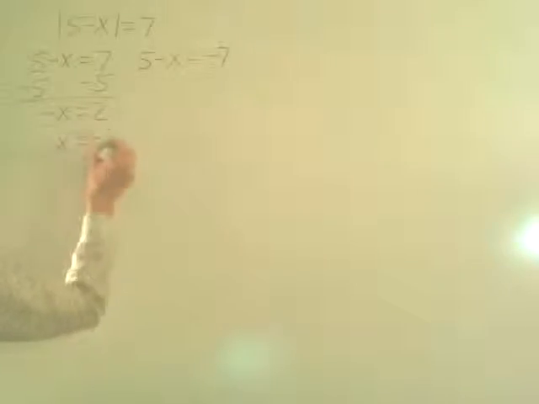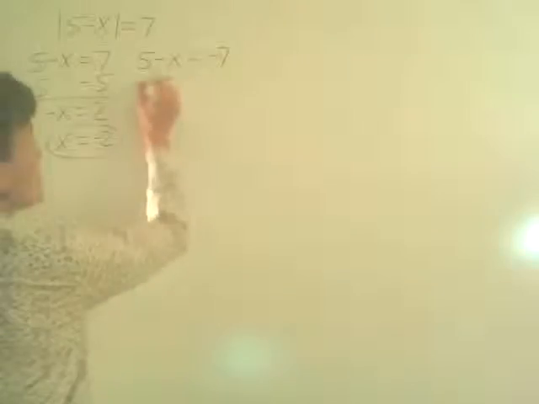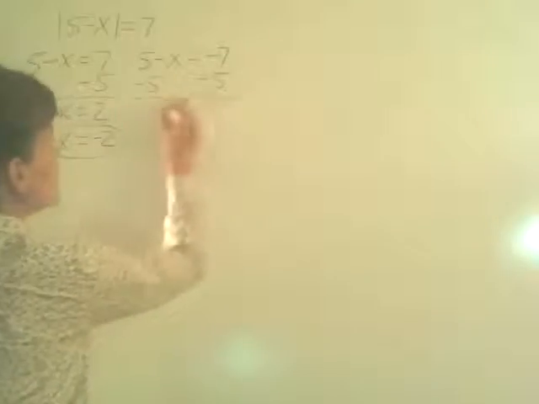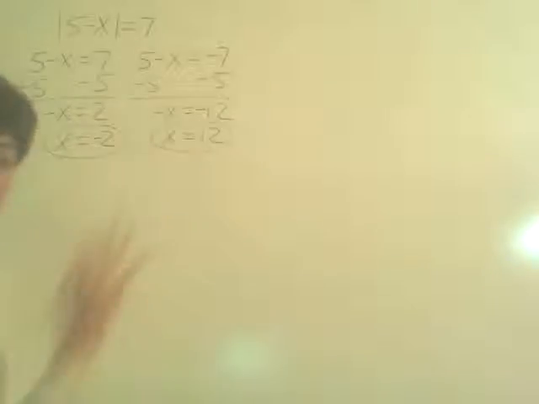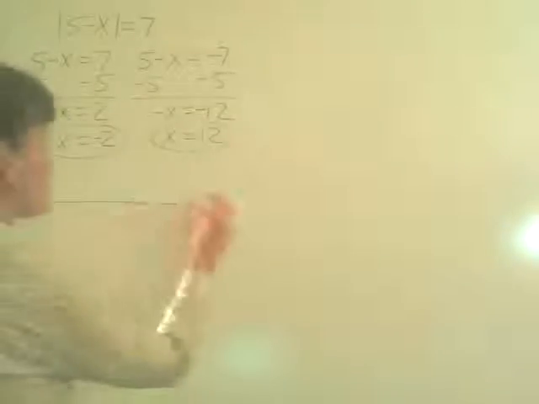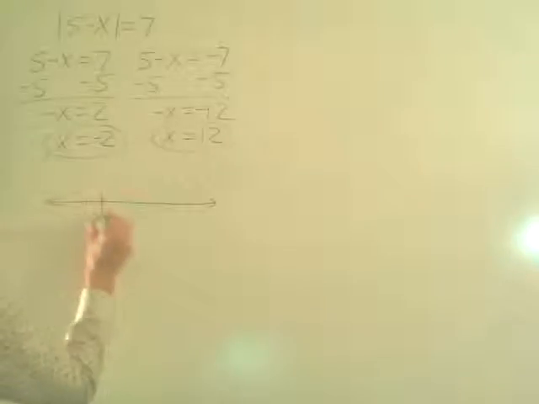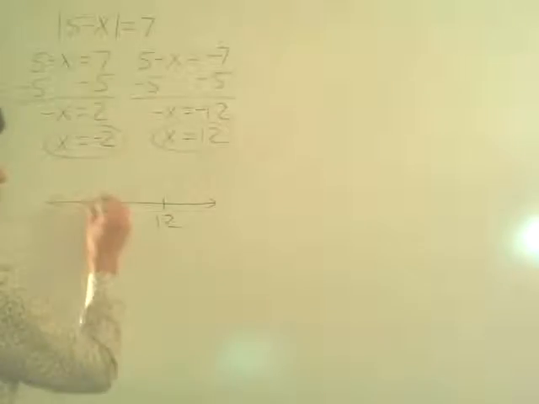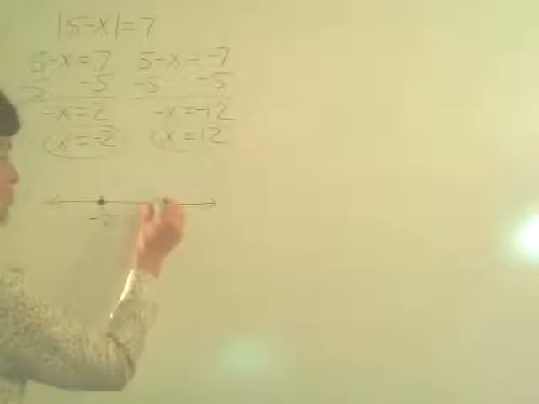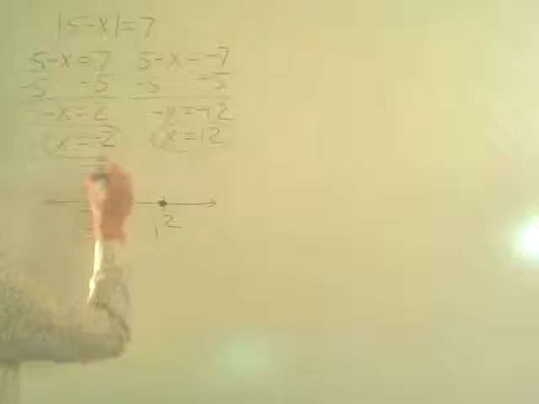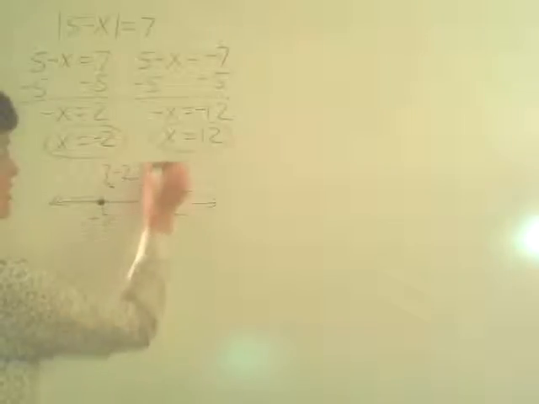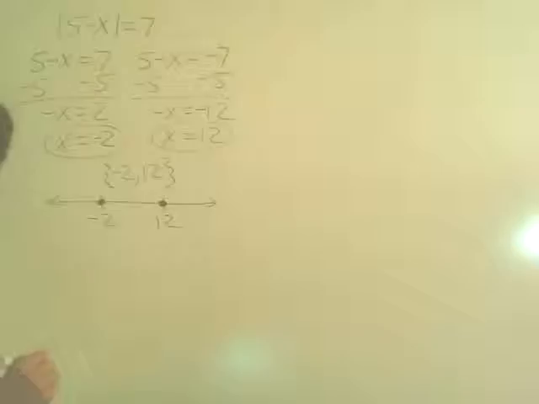Now I solve my equations, so I subtract 5 and I get negative x equals 2, which means x equals negative 2. And when I subtract 5 from this side, then I get negative x equals negative 12, and that means that x equals 12. So I get two answers. If I want to graph these answers on the number line, then here's negative 2, here's 12, and I'll just put closed in circles on those two numbers. If I want to write the answer a little more correctly, then I would use set notation. Negative 2 and 12.